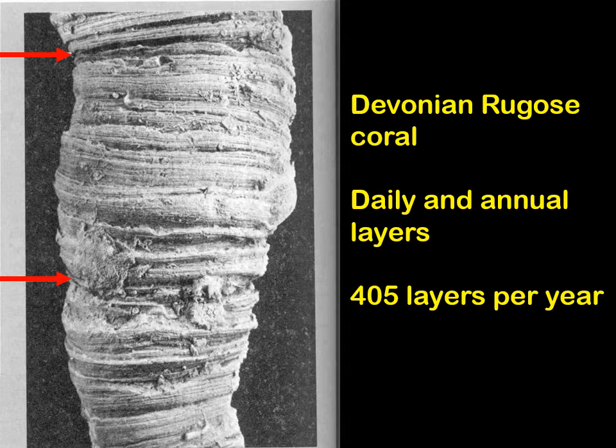What we have discovered with rugose corals, if you look at the average of these rugose corals from the Devonian, there's an average of 405 layers within 2 annual bands, so 405 layers a year. We would expect modern corals today that might be putting down annual layer or daily layers to have 365 in a one-year period. But with 405 layers, that means we have more days, essentially, in a year. So what does that actually mean? It means that the Earth was spinning faster back in the Devonian than it is today.